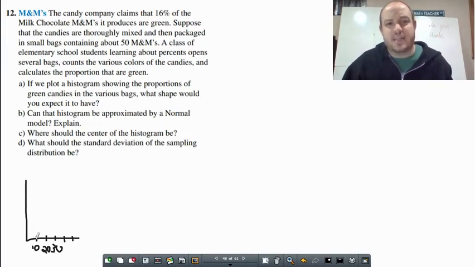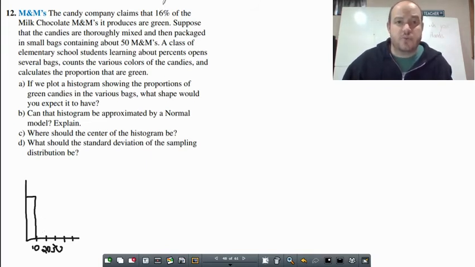Actually, probably, yeah. 10% is pretty close to 16. It's not perfect, but I bet there would be a decent amount that would fall in that range. All right. Now, how many of the bags do I expect to be between the 10 and 20% range?